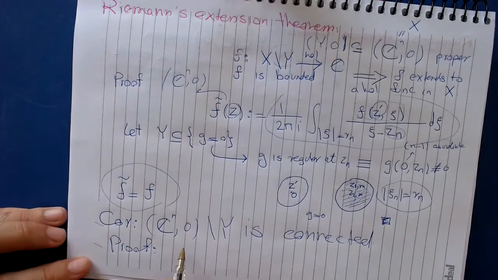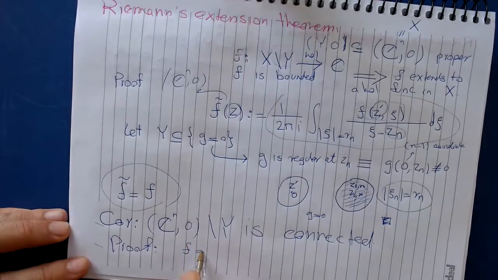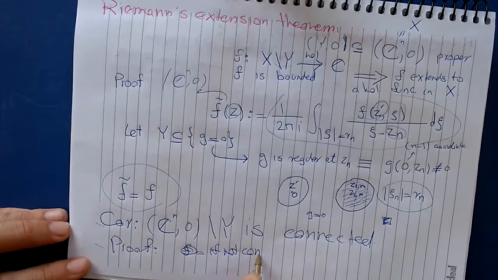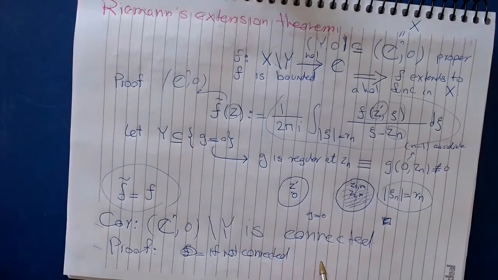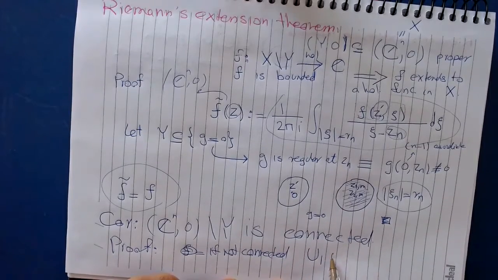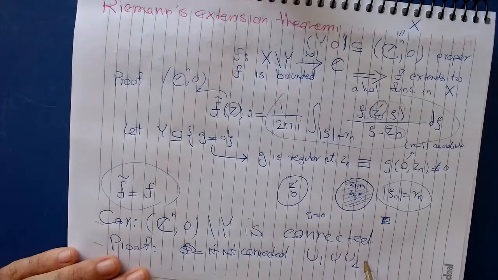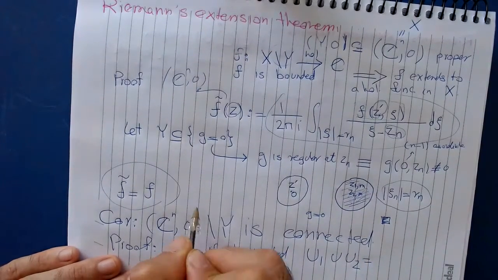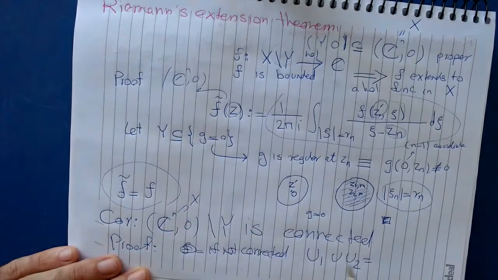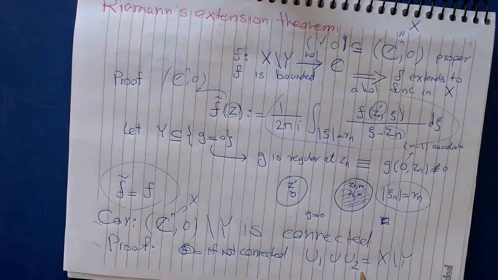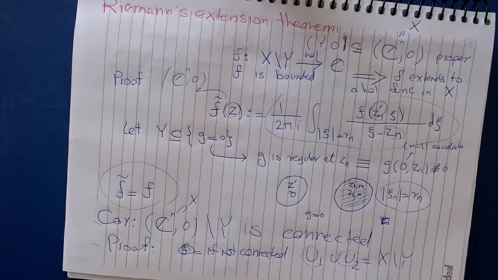If it is not connected, then it has at least two connected pieces. Let's say we write u1 and u2. Then u1 and u2 will cover my space, which was x minus y. It might have more connected components, so let's just put u1 and u2 as the unions of connected components.